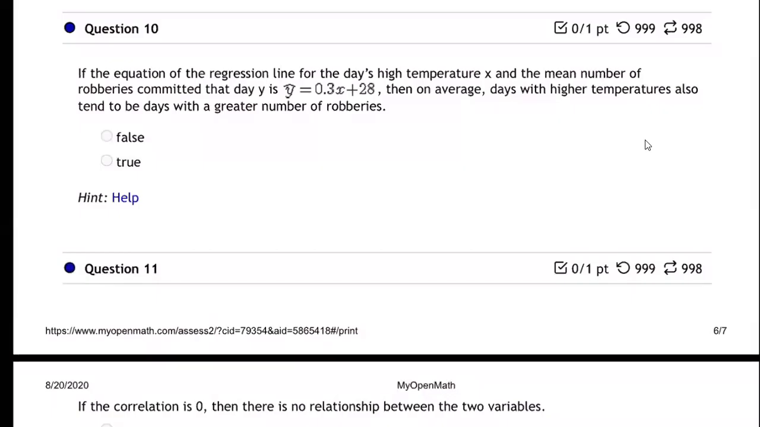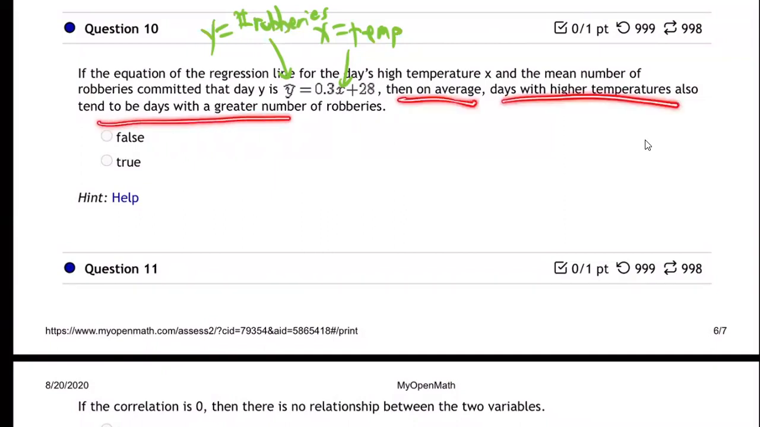Number 10. If the equation of the regression line for the day's high temperatures X and mean number of robberies committed that day is this, so there's an equation. Notice X is the temperature and Y is number of robberies. Look at that. Is there a connection? When the temperature is higher, more robberies, then on average, days with higher temperatures also tend to be days with greater number of robberies. Is that true? Is that what this equation is saying?